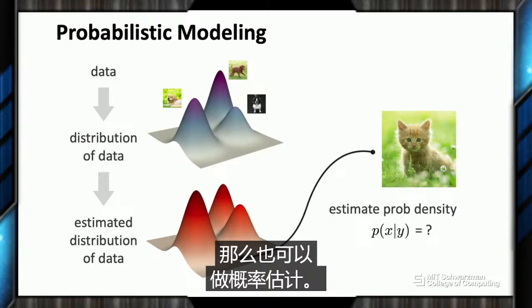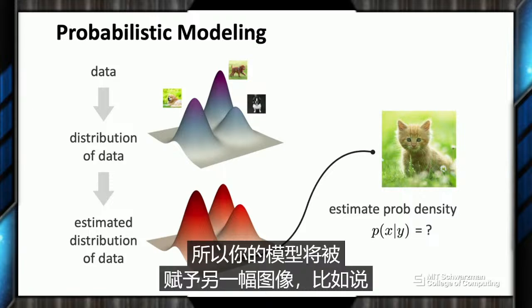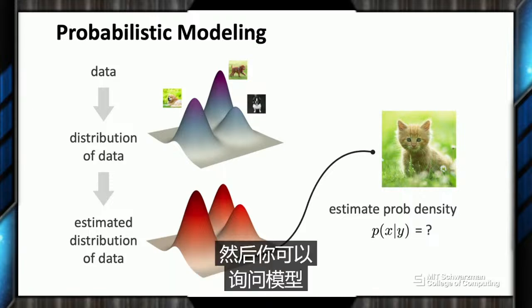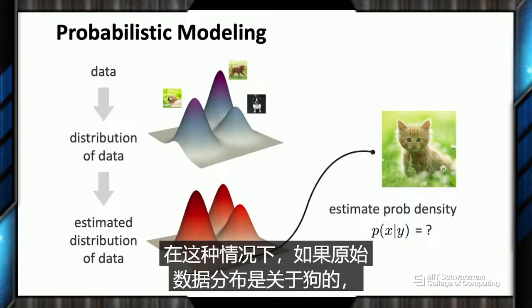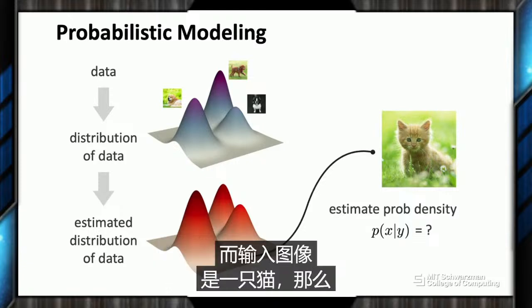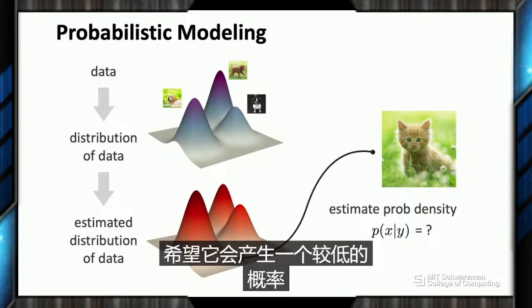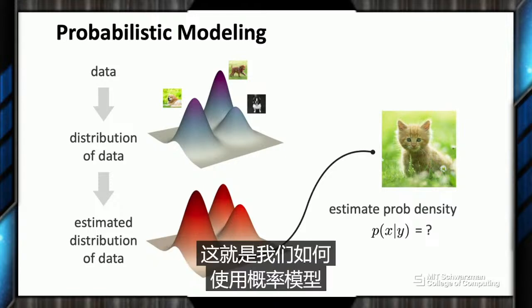Then it is also possible to do the probability estimation. That is, your model would be given another image, let's say a cat, and then you can ask the model how likely this image is under the original data distribution. Then in this case, if the original data distribution is about dogs and the input image is a cat, then hopefully it will produce a low estimation of the probability density. So this is kind of how we can use probability modeling to formulate the generative modeling problem.